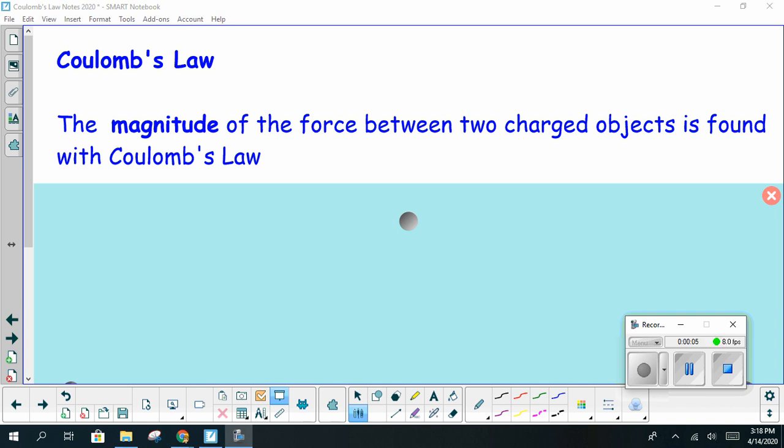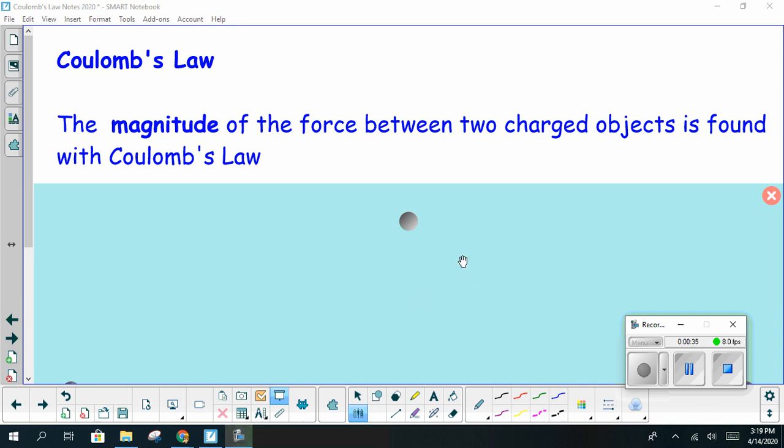We're going to talk about Coulomb's law today, and essentially the force between two charged objects is given to you through Coulomb's law. And in the applet that we used last week, we studied two variables that change the force. We looked at the distance between the objects that are charged and then the size of the charges.